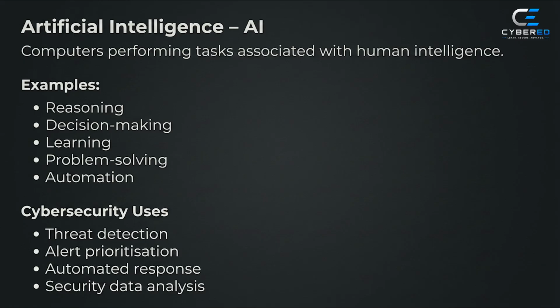Artificial intelligence is the broadest term we're going to cover. AI describes technologies that allow computers to perform tasks normally associated with human intelligence. This includes reasoning, learning, decision-making, and problem-solving. In cybersecurity, AI can analyze enormous amounts of data, identify potential threats, prioritize alerts, and even automate certain security responses.